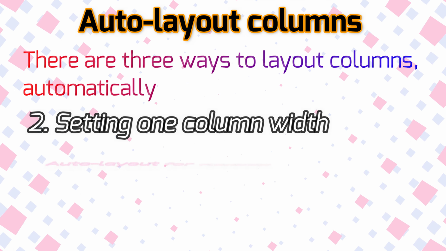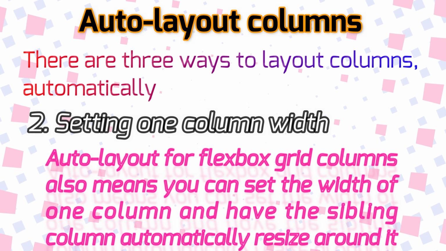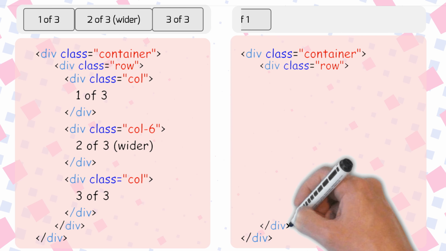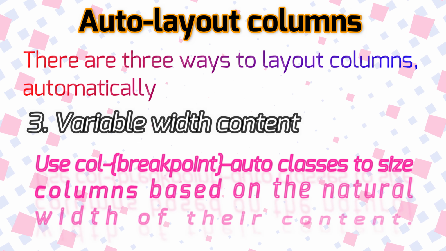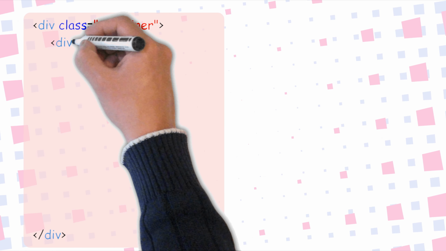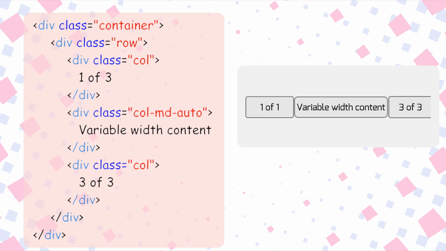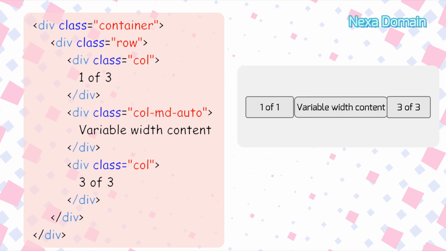Auto layout for flexible grid columns also means you can set the width of one column and have the sibling columns automatically resize around it. You can also use predefined grid classes as shown, grid mixins or inline widths. Other columns will resize no matter the width of the central column. Use col-breakpoint-auto to resize the column based on the natural width of their content. In the first example, the first and third columns will span 2 columns in and above large devices, while the second column will automatically adjust its width based on its content in and above medium devices.